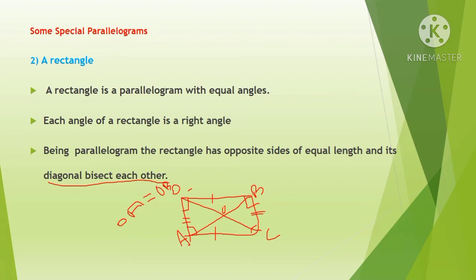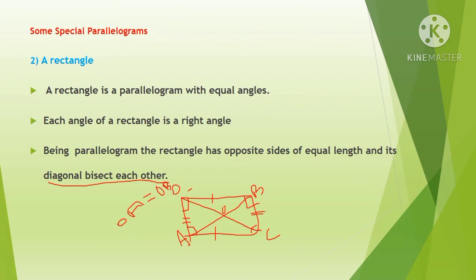All the angles are equal for a rectangle. So what is the measurement of the angle for a rectangle? Angle is equal to 90 degrees. Interior angle. Can you see here? I have marked the angle. So each angle will be equal to 90 degrees. Then, being a parallelogram, the rectangle has opposite sides of equal length. We all know opposite sides of a rectangle are equal in length. And diagonals bisect each other. I have explained about diagonals, right? So these are some basic properties of rectangle.